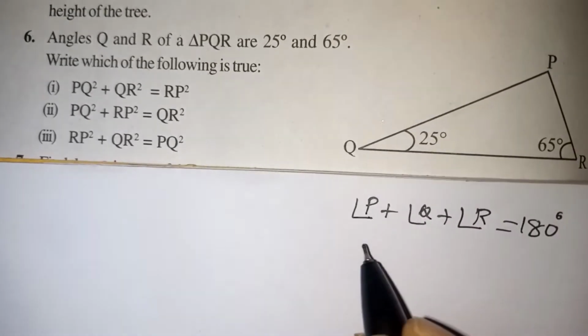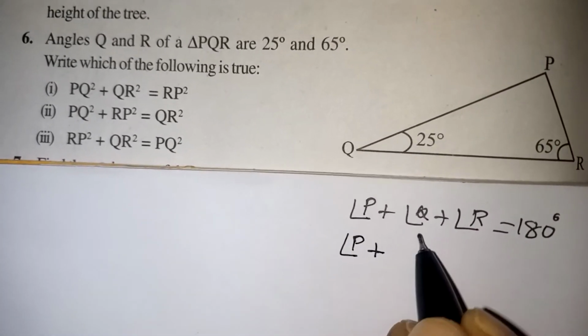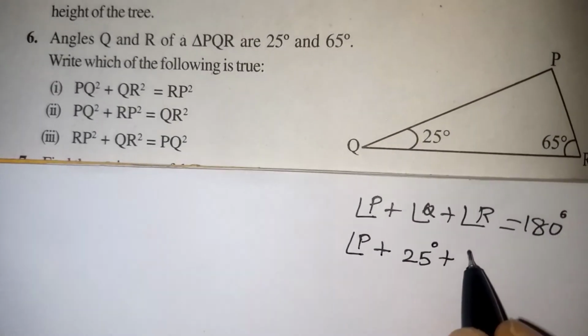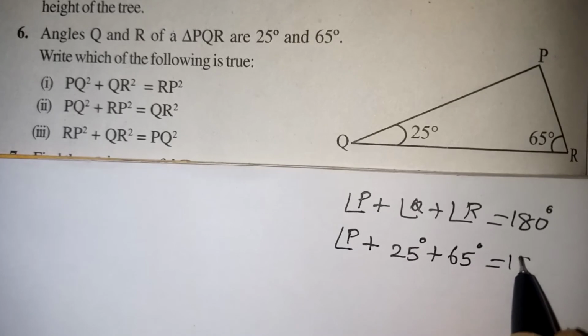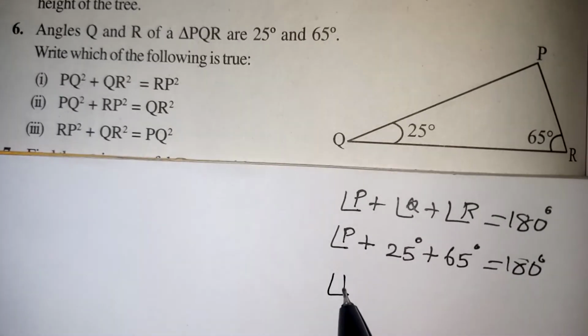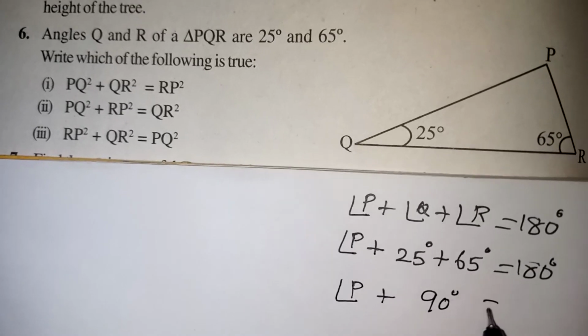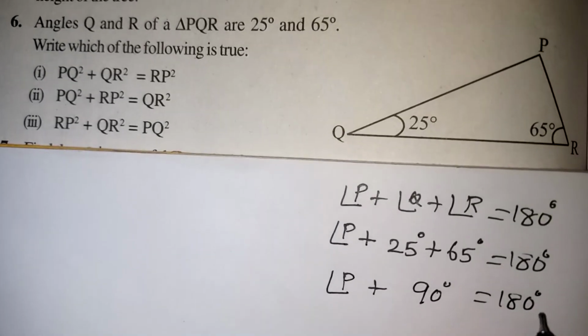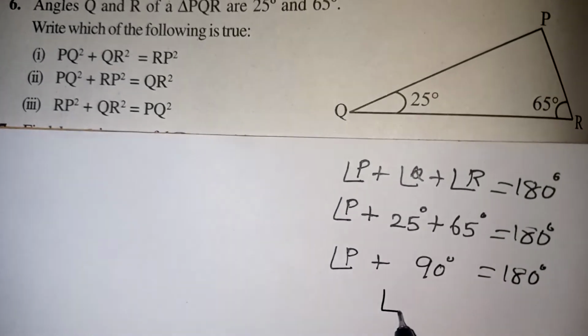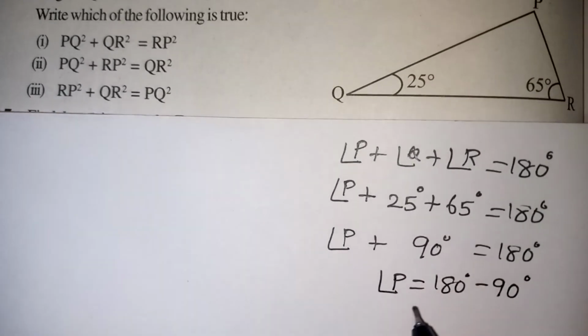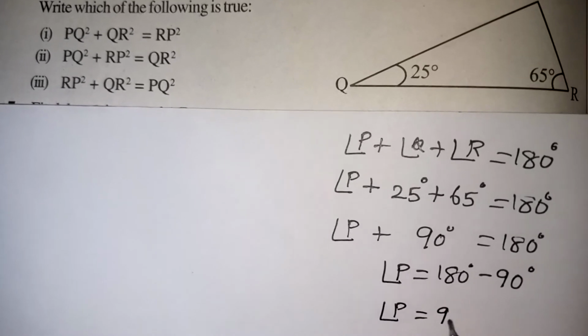Angle P we don't know, so keep it as it is. Q value is given as 25, write it. R value is given as 65, write it here, which is equal to 180 degrees. Now angle P plus 65 plus 25, which is 90, is equal to 180. So the plus 90 you take to the other side, and it becomes minus 90. So P is equal to 180 degrees minus 90 degrees. So angle P is equal to 90 degrees.